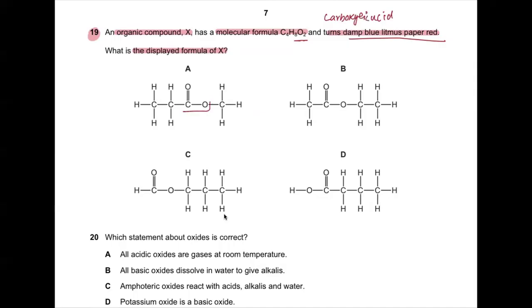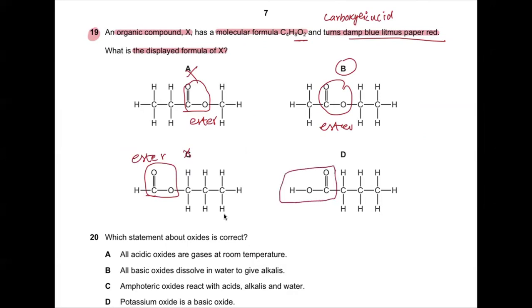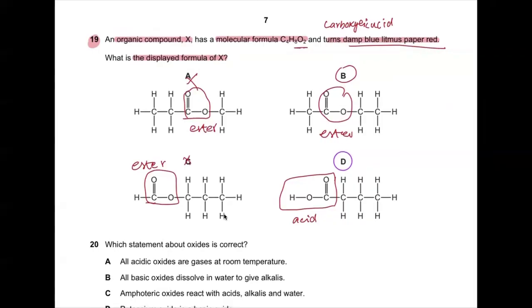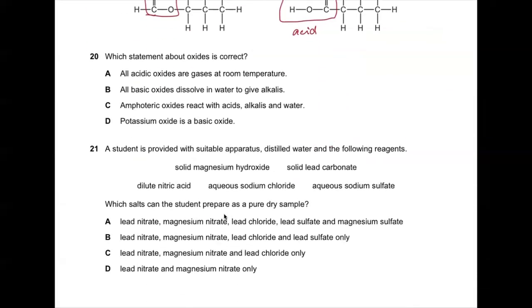So if you see, it's an ester. A goes wrong. It's an ester. B goes wrong. It's an ester. C goes wrong. See, C double bond O, OH. So it's an acid only. So D is the correct answer. Is this clear? Yes. Okay.